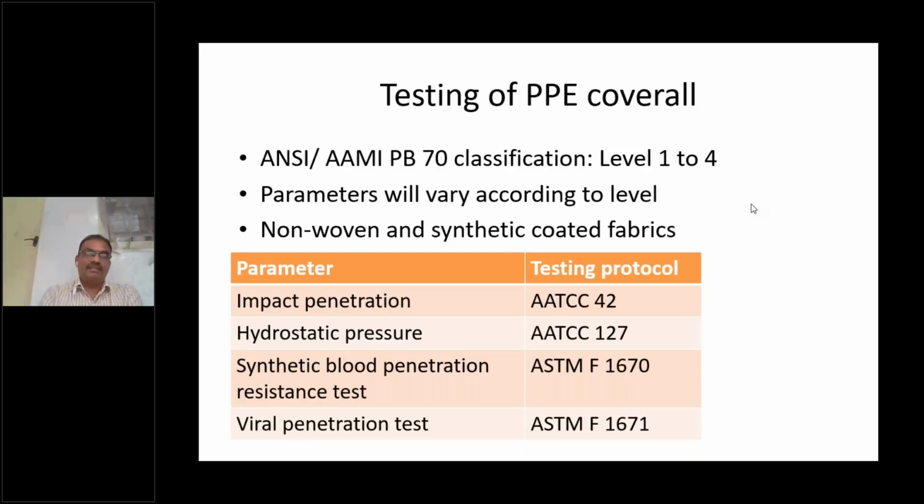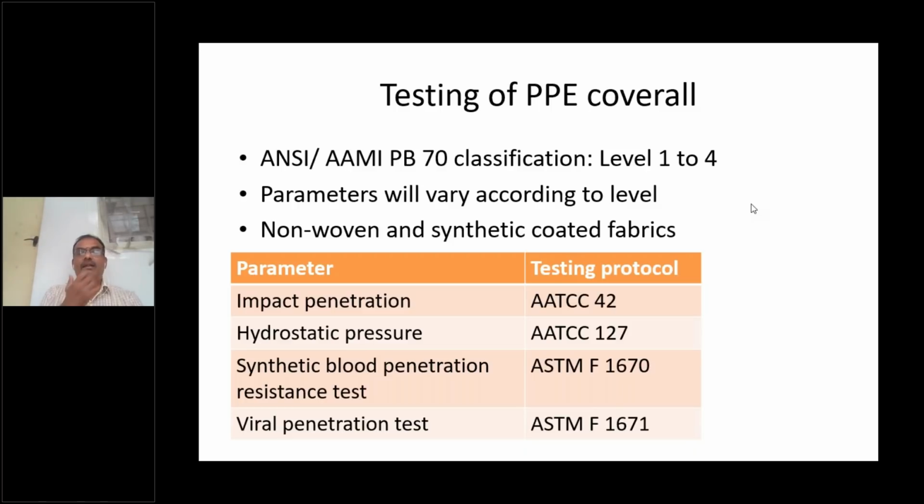Whether the fabric portion passes, then the seam portion also passes, then your total coverall is passing. Then you get a UCC. Otherwise, UCC is not given. Even if one fails, either the fabric fails or the seam fails, the UCC will not be given. The net result will be fail only. So it has to pass both. This is the third one.